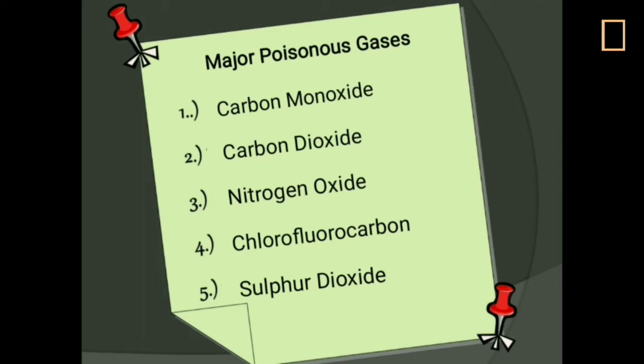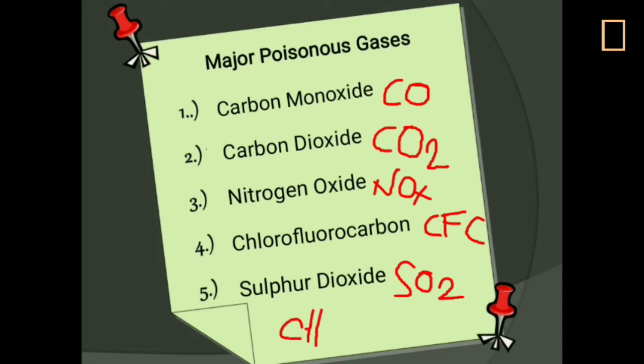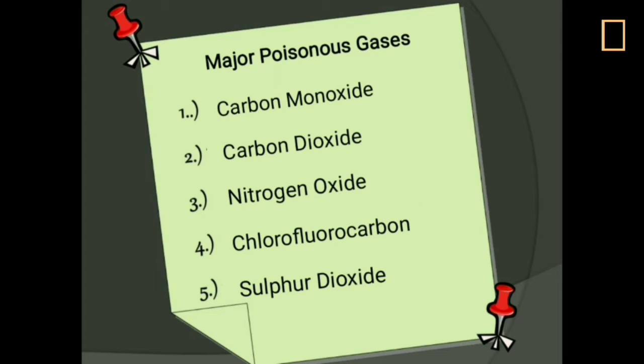There are some major poisonous gases present in the atmosphere like carbon monoxide, carbon dioxide, nitrogen oxide, chlorofluorocarbon, sulfur dioxide, and methane. These gases are also known as greenhouse gases. Among them, carbon dioxide or CO2 is the most important greenhouse gas of the world.